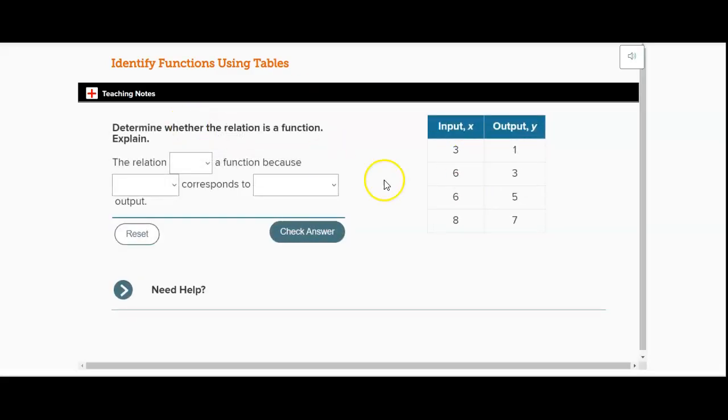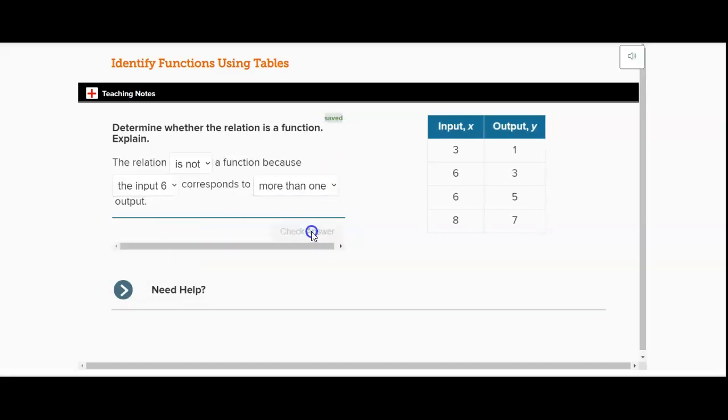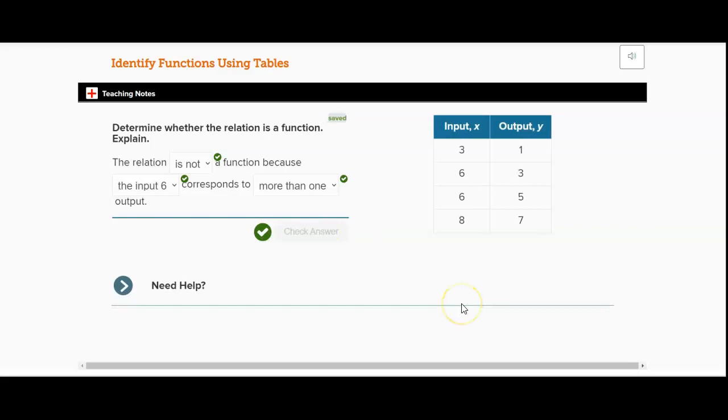So now, look at each input. Is there an x that has more than one output? If you look at it, 6 has two different outputs. So this one is not a function because the input 6 corresponds to more than one output. This one's not in your book, so you can try the check problem now. For this example, we'll pause and do that.